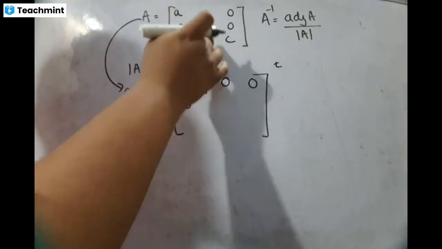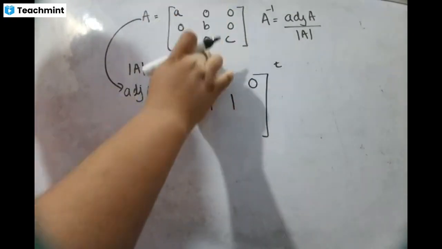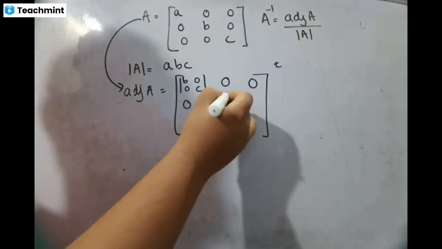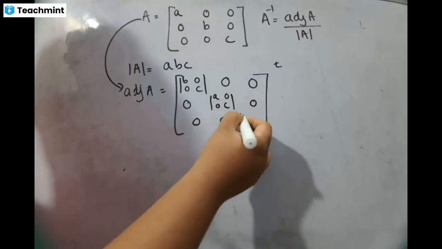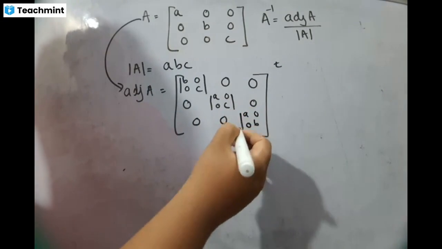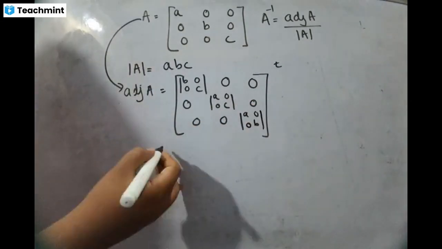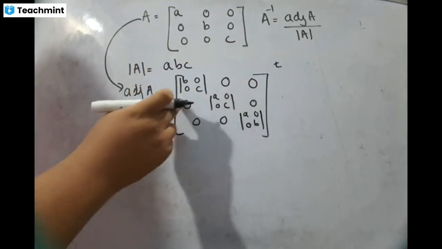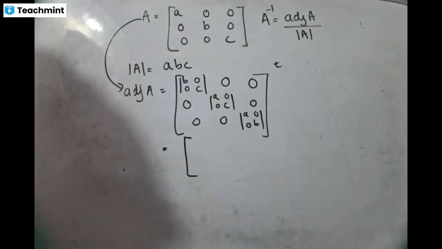Similarly, this is 0. What are the cofactors of B? Cover the row and column. So B is in the second row and second column. So you are going to get A, 0, 0, C. And the cofactor of C is A, 0, 0, B. So simplify this. Now you need to check the sign also. Plus, minus, plus, minus, plus, minus, plus. That means we need not write down the signs also.